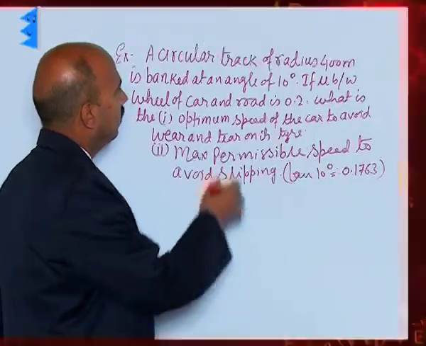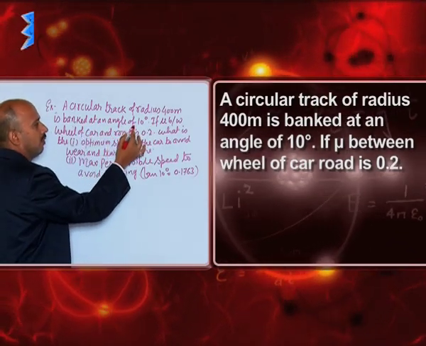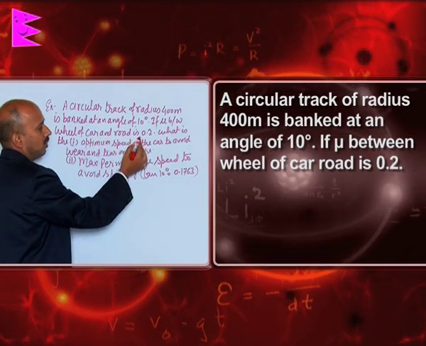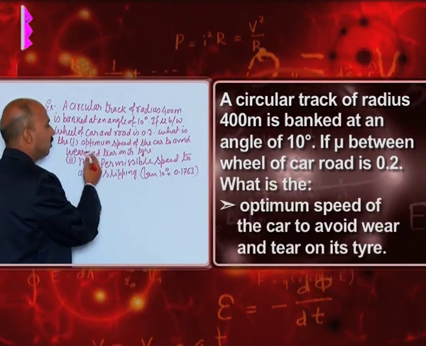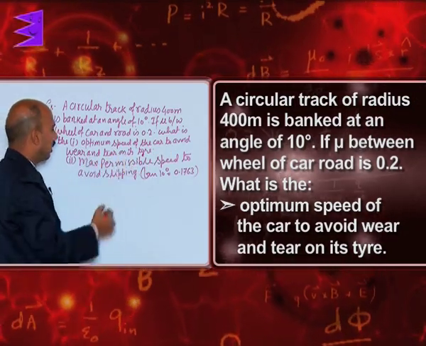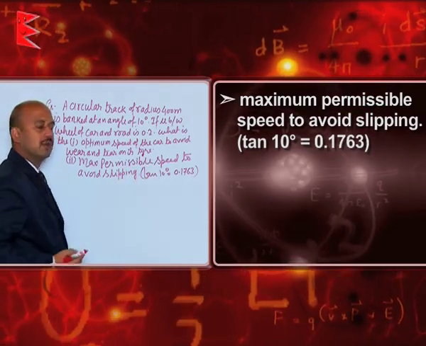Now, say in this question, a circular track of radius 400 meters is banked at an angle of 10 degrees. If mu between the wheel of the car and road is 0.2, what is the optimum speed of the car to avoid wear and tear on its tire and the maximum permissible speed to avoid slipping?